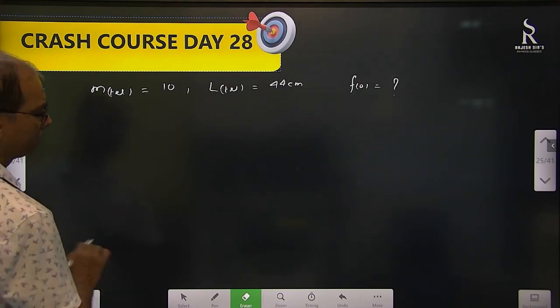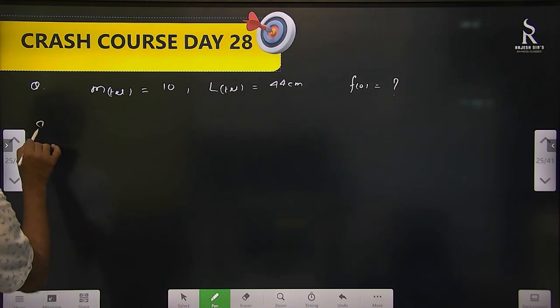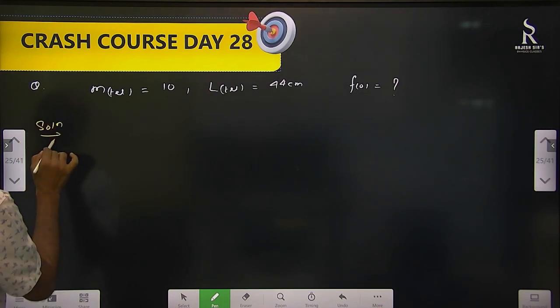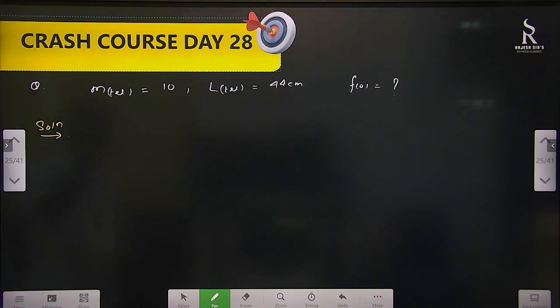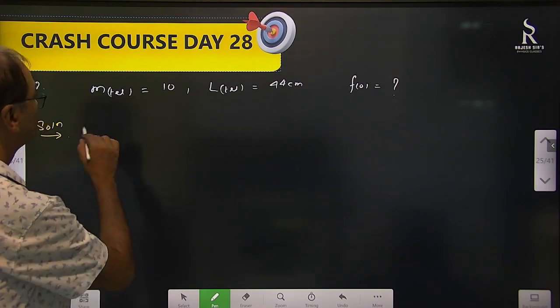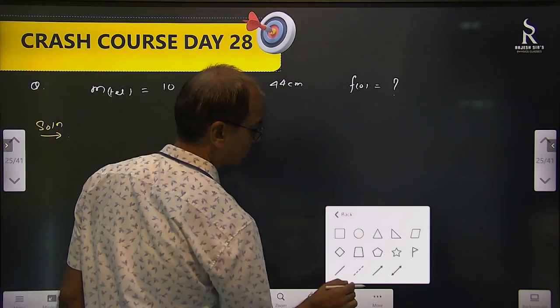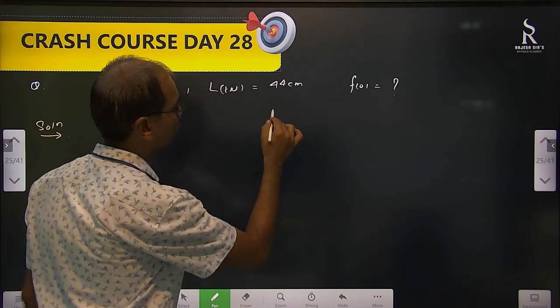Then what? Magnification of telescope is 10. Length of telescope 44 and FO is what? So this is for which adjustment? Normal adjustment or final image is at capital D? Okay. So let's see. Both the cases we will check. Let's see which one we are able to do.